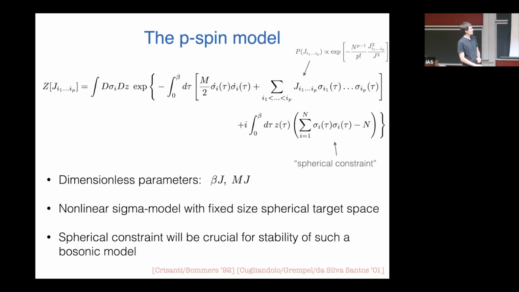Minus N. So if you want to see that the sphere has to do with M, you could rescale these variables to make the kinetic term canonical or something. You can push around the parameters, but in the end, there are going to be two dimensionless quantities that are free parameters. Okay, so it's a nonlinear sigma model with a spherical target space, and the spherical constraint is very crucial for the model to be stable.